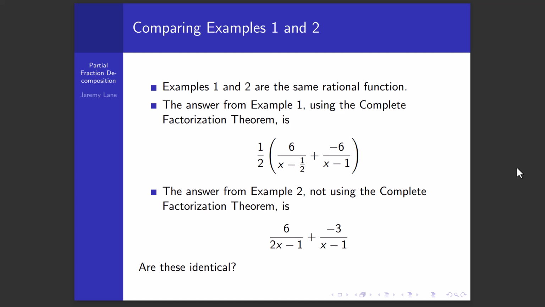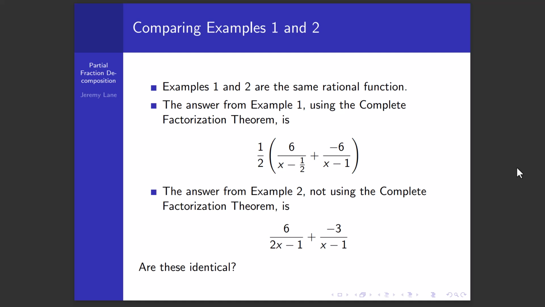Now we're going to compare these two examples. Examples 1 and 2 are the same rational function. So when we did it by the complete factorization theorem, we ended up with 1/2 times the quantity 6 divided by x minus 1/2 plus negative 6 divided by x minus 1. When we didn't use the complete factorization theorem, we ended up with a decomposition that was 6 divided by 2x minus 1 plus negative 3 over x minus 1.